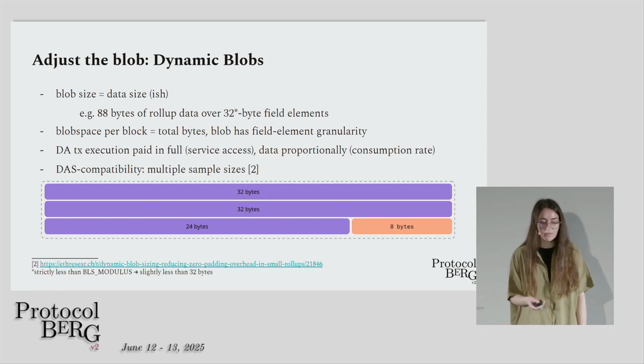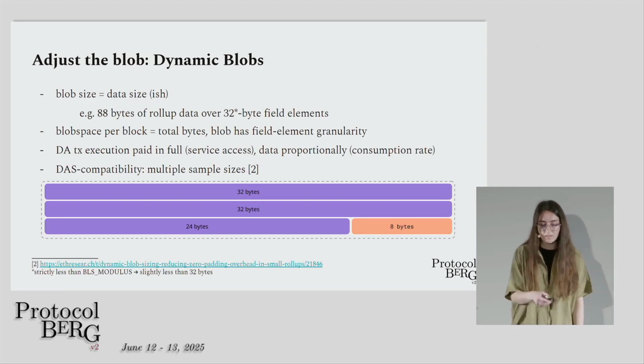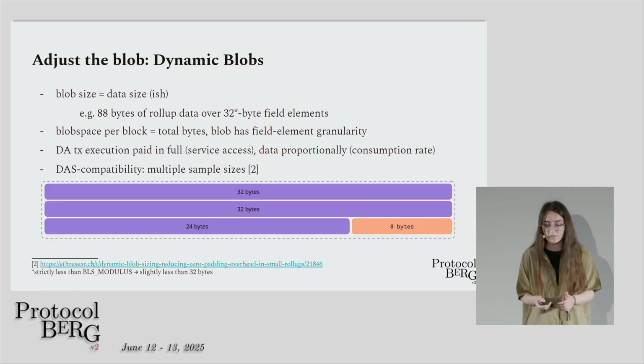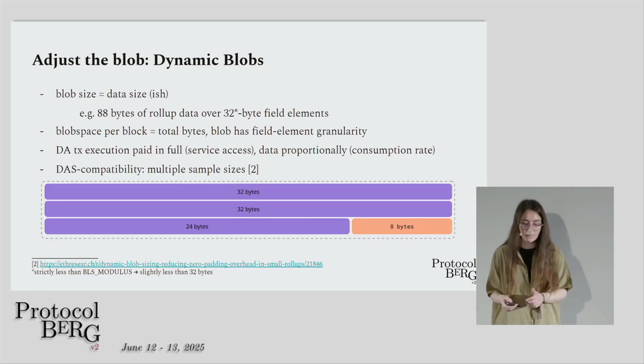And there are maybe some challenges with how to match this approach with future Ethereum upgrades, such as sampling. And there are some proposals that look into dynamic blobs, and I linked it here. Their proposal is to simply have multiple sample sizes to make sure that we have sufficient replication for all different blob sizes.